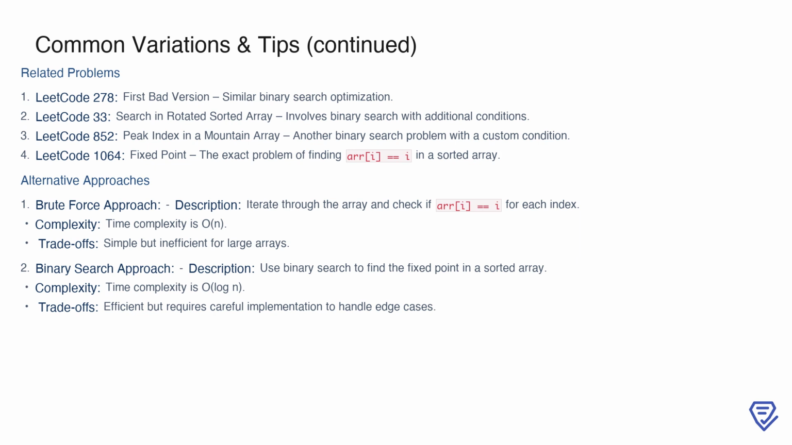As for alternative approaches, the brute force method involves iterating through the array and checking whether arr[i] equals i for each index. While simple, this has a time complexity of O(n), making it less suitable for larger inputs. On the other hand, the binary search approach is far more efficient for sorted arrays. By narrowing the search range at each step, it achieves a time complexity of O(log n). However, implementing it correctly requires careful attention to edge cases and proper management of index bounds.